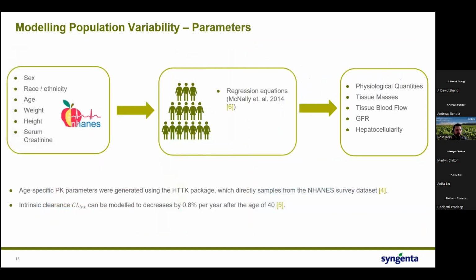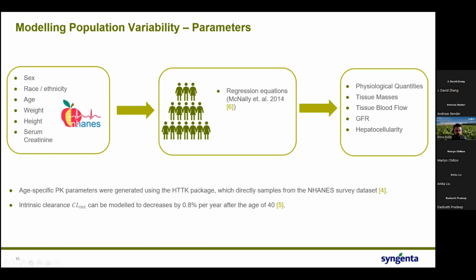So modeling human population variability is slightly more complex than rat. So we used a function from the high throughput toxicology package, the HTTK package, which samples from the NHANES database to generate age-specific parameters. NHANES is the National Health and Nutrition Examination Survey, and it involves an interview and a physical examination where they take metrics like this.